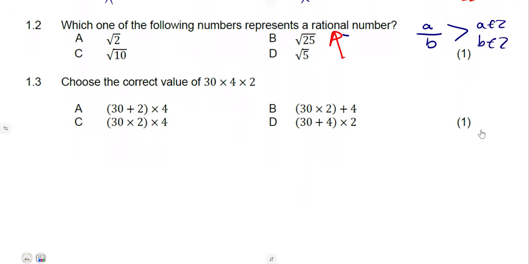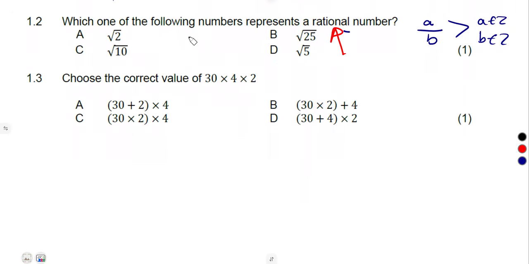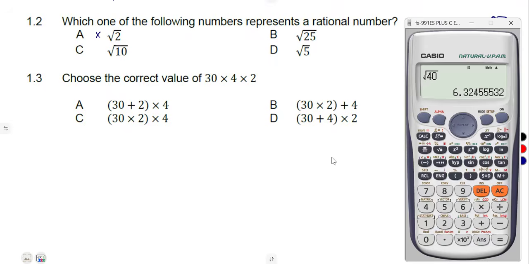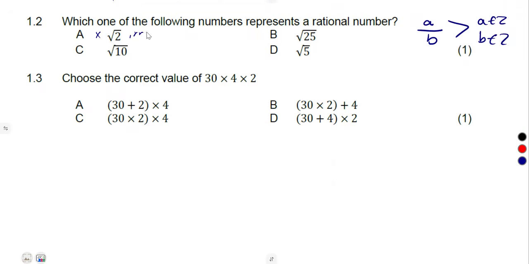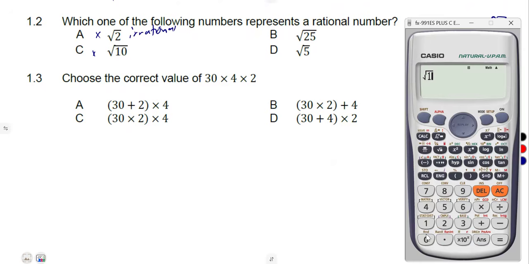All right, so 1.2, which one of the following numbers represents a rational number this time, which can be written in the form of a over b, where a and b are integers. The square root of 2, we cannot simplify this. Let's get our calculator. The square root of 2 is equal to an endless decimal, meaning to say we're talking about an irrational number there. Same as the square root of 10, which we are given there. We cannot simplify this. The square root of 10 is equal to what?